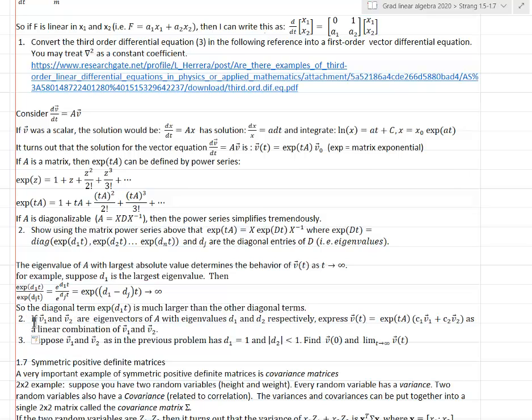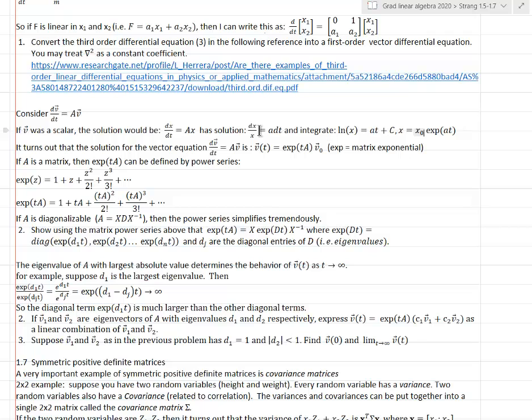And I'll convert this to a 3. Okay, we're good. All right, so now let's consider this equation. Now, if v was a scalar number or a scalar function, then you'd get this solution for your differential equation. X is equal to the initial x times the exponential of a times t.